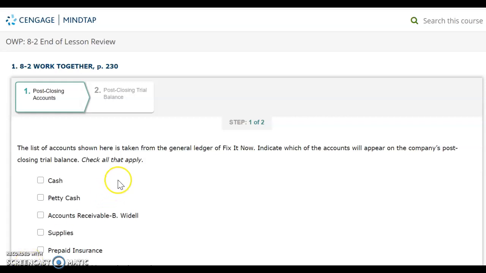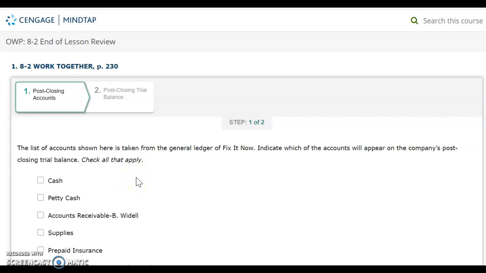Okay, now we're gonna prepare the post-closing trial balance and the 8-2 work together. The first step is to identify the post-closing accounts, and then the second one is to do the post-closing trial balance. So here it lists the accounts from the general ledger of Fix-It Now, and we need to indicate which of the accounts will appear on the company's post-closing trial balance, and just check mark the ones that will.